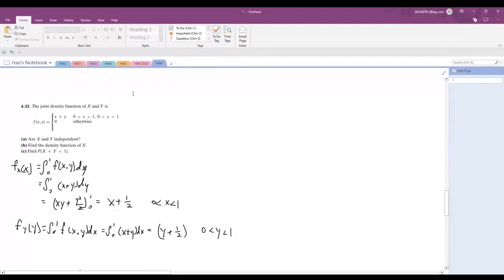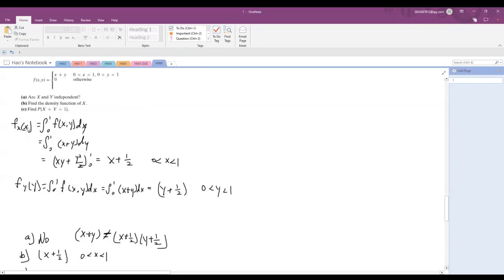So question 6.22. The joint density function of x and y is shown below. For A, are x and y independent? First, I start to solve for the function for x and then for y, which I get x plus 1/2 and y plus 1/2 in the range of 0 and 1, and then show that x and y are not independent.